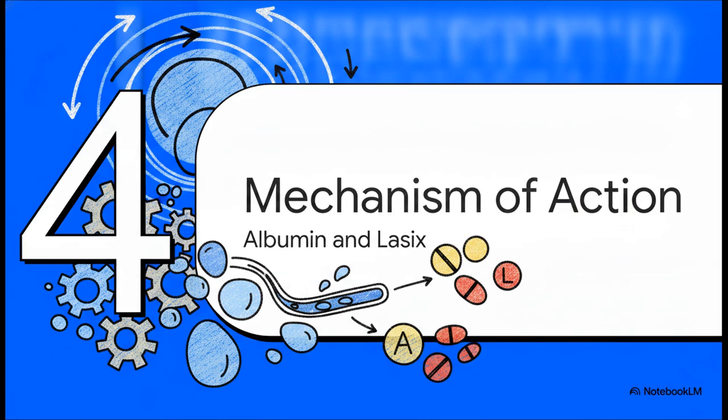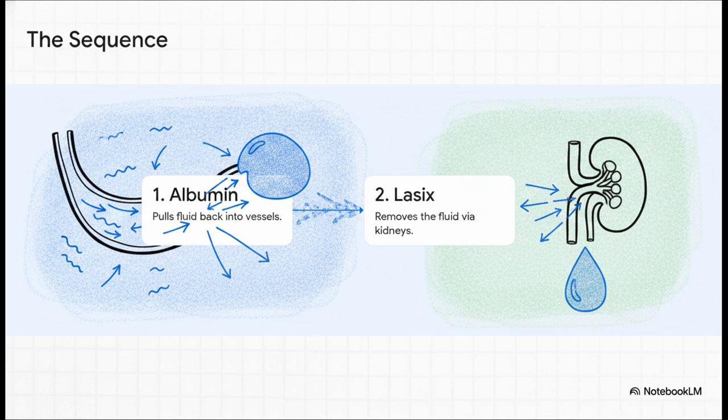Section 4. Mastering mechanism of action, albumin and Lasix. All right, now that we know the fluid is just hanging out in the wrong place, let's decode the pharmacology and understand exactly why the sequence of these meds matters so much. The mechanism of action here is sequential, and honestly, the order is everything. Step 1 is albumin. Think of albumin as a giant vascular sponge. When you give it IV, it rapidly bumps up that plasma oncotic pressure and pulls that interstitial fluid right back into the bloodstream, beefing up your intravascular volume. It basically opens the door.